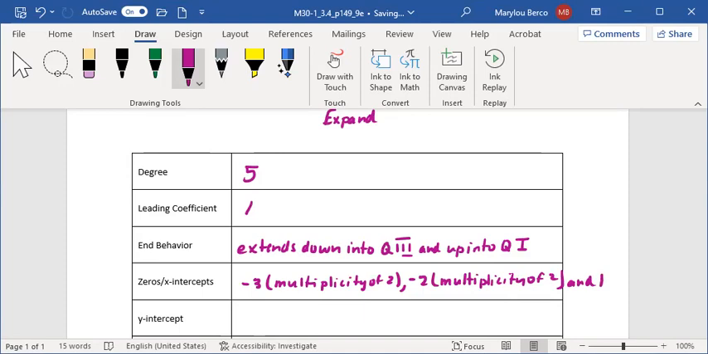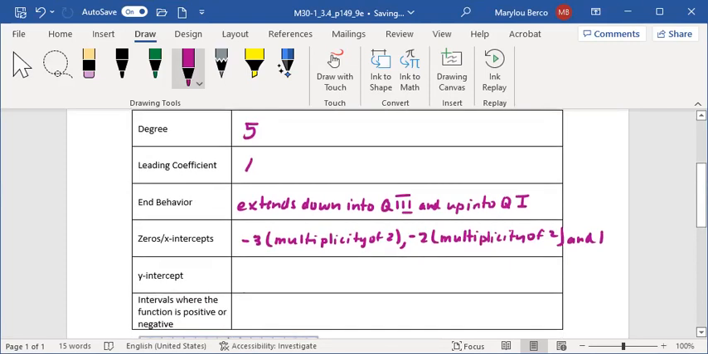The y-intercept, we substitute 0 for x in our equation. So I'll go 0 minus 1 times 0 plus 2 squared times 0 plus 3 squared, and I will get -36.